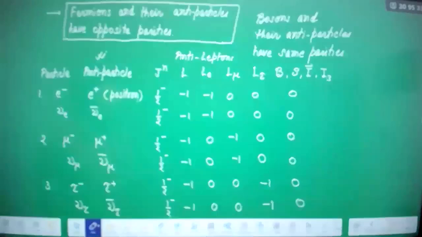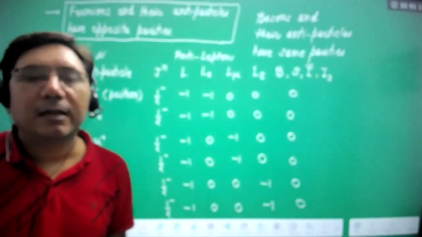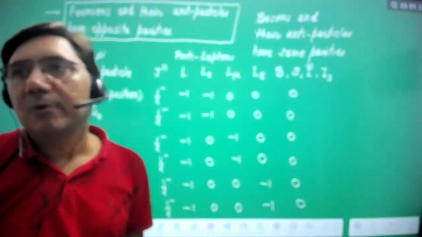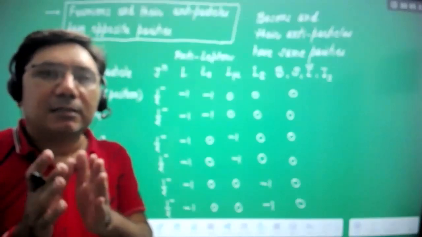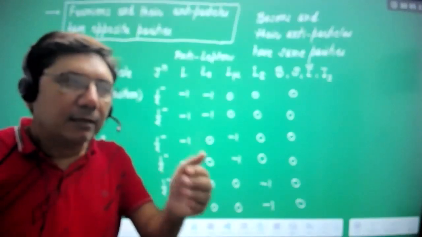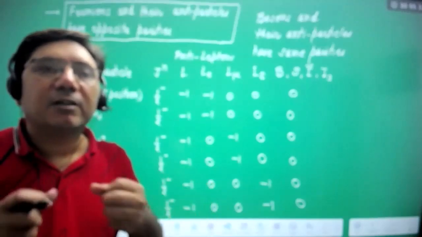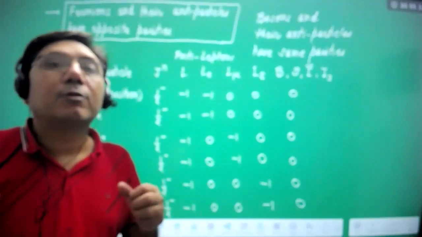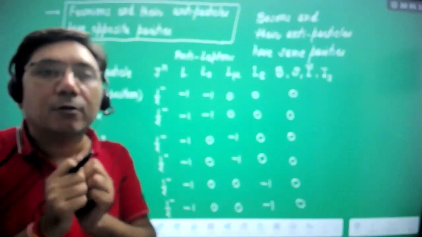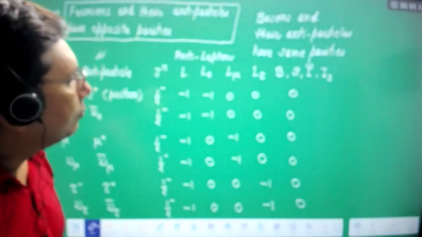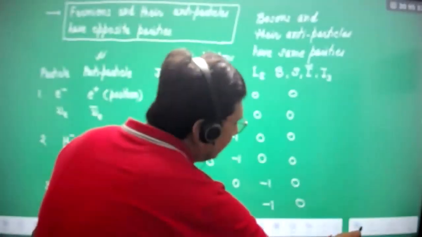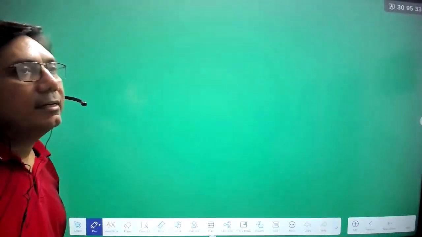So these are the numbers associated with these anti-leptons. I have discussed each and every lepton as well as the anti-leptons, and I have written here the numbers which will be required for both. Remember, these leptons mostly participate in weak interaction, but if they are charged particles, they can also interact through electromagnetic interaction. This was the second category.